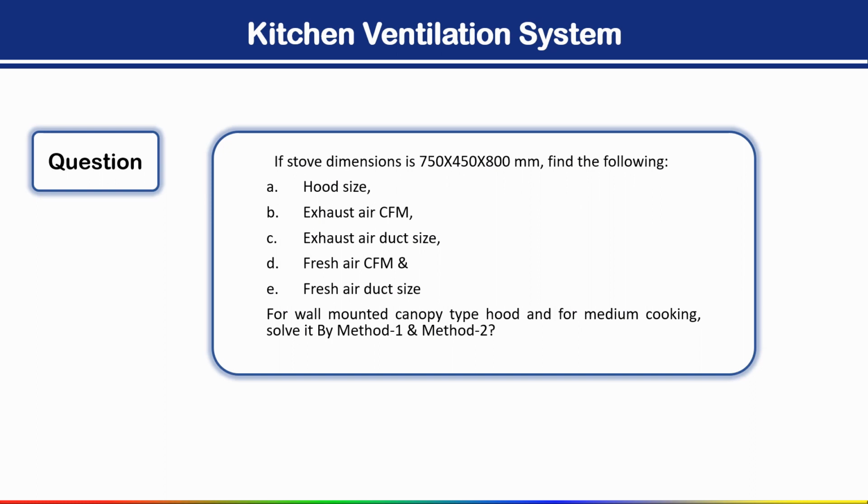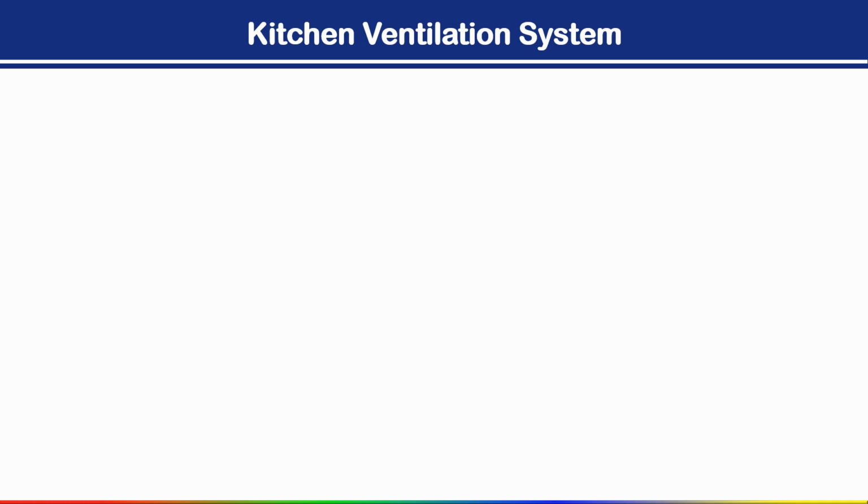So the stove dimension is given in the question. The length of the stove is 750 mm, the width of the stove is 450 mm, and the height of the stove is 800 mm. We have to design this for a wall mounted canopy type of hood and for medium cooking. Now it says to solve this question by method first and method second. These two methods I have already explained to you. So see how to do the calculation.